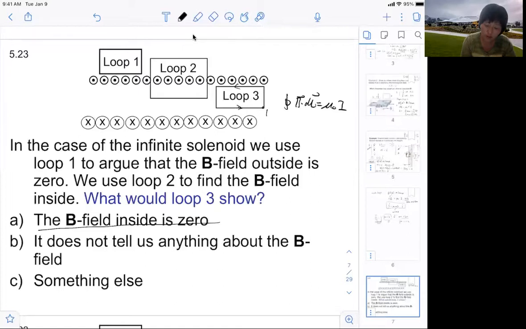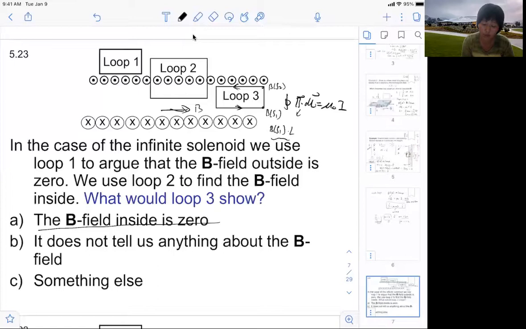Okay, so let's choose our loop to be like this. And this is B at S1. This is B at S2. We don't really know which one. Okay, so we apply Ampere's law: B_S1 times the total length L. And if you look at which way it's going, B is going this way, so this dot product is positive.